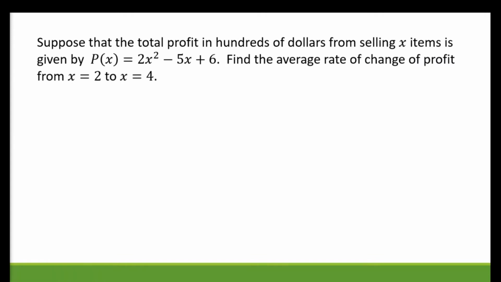So if we look at an example, suppose that the total profit in hundreds of dollars from selling x items is given by the function p of x equals 2x squared minus 5x plus 6. We want to find the average rate of change of profit from x equals 2 to x equals 4. So to find the average rate of change, we're going to want to evaluate p of 4 and we're going to evaluate p of 2, subtract those two values to get the change in y, and then we'll divide by the change in x, which is 4 minus 2.